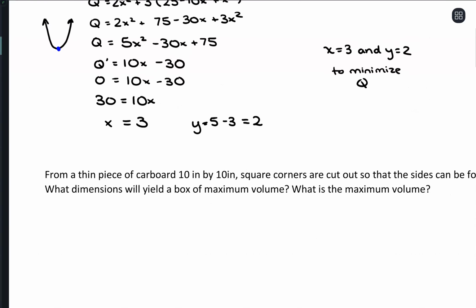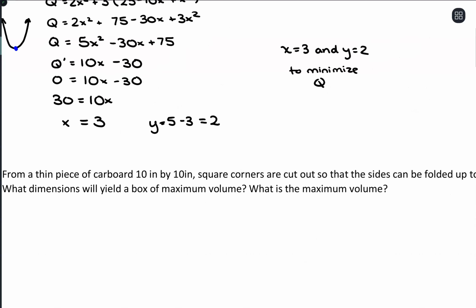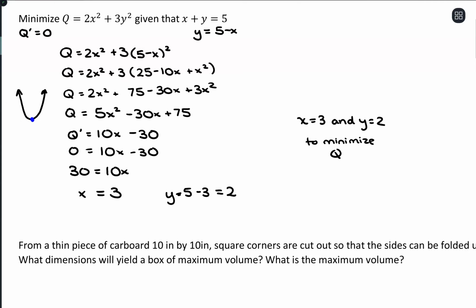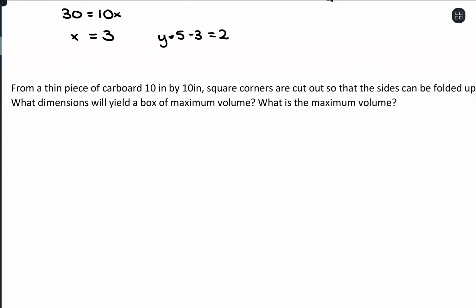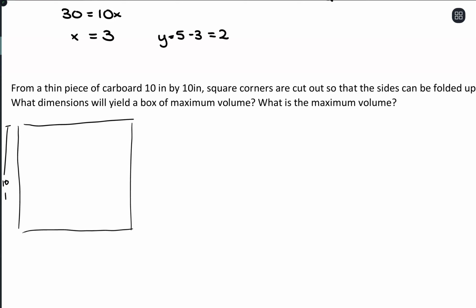All right, our next example here is more of a word problem. That was a nice one that was more abstract, but now let's get to our word problem. So we have a 10-inch by 10-inch piece of cardboard. Let's go ahead and draw a picture here. I'm going to have something that's square, and it's 10 inches by 10 inches. All right. We're going to cut out square corners. So I'm taking out 4 corners that are squares.